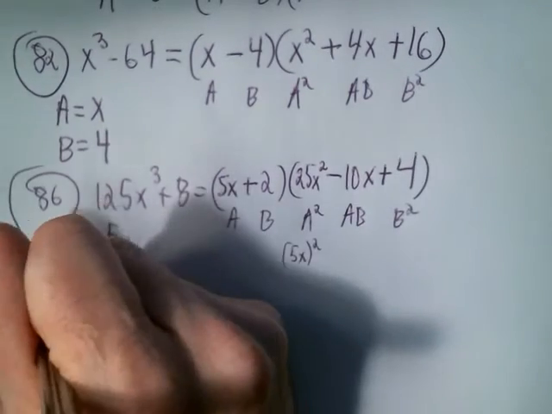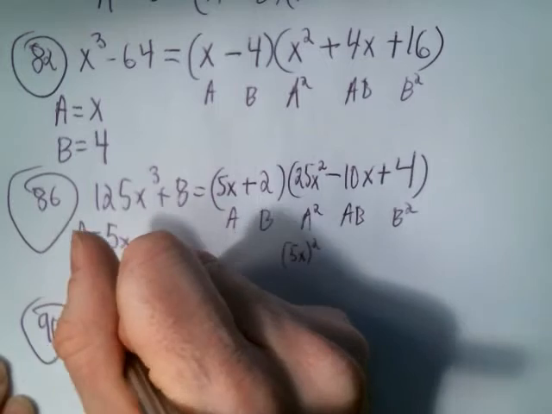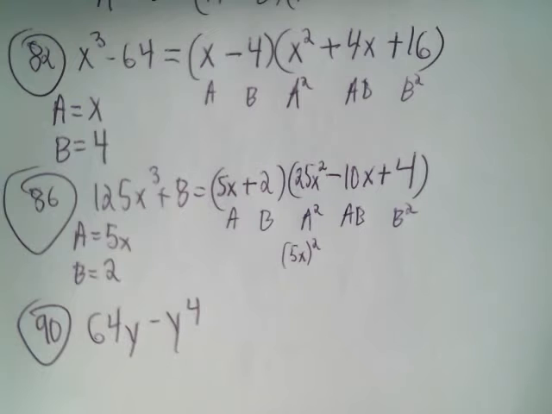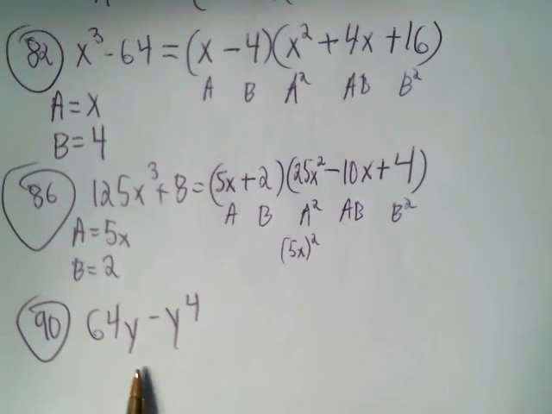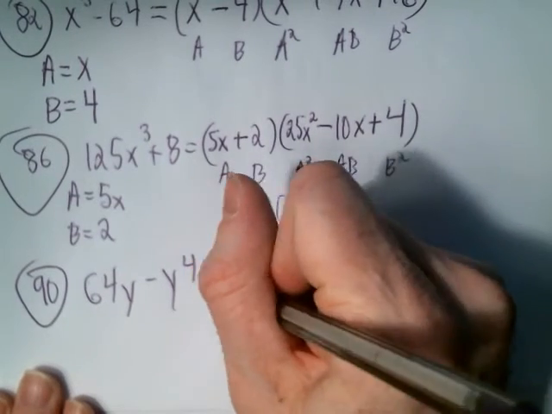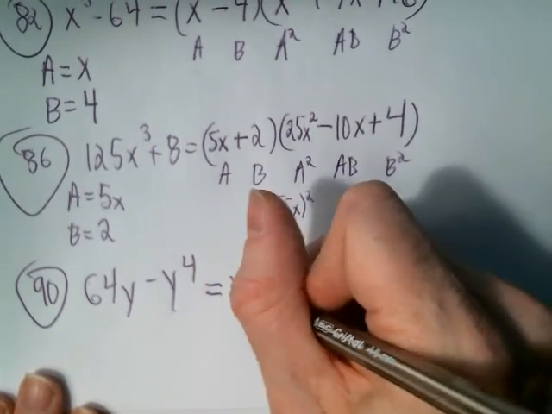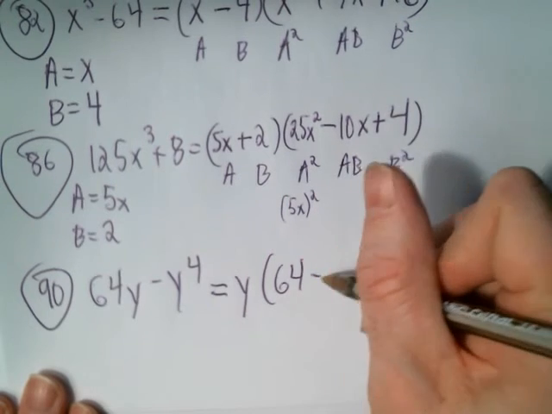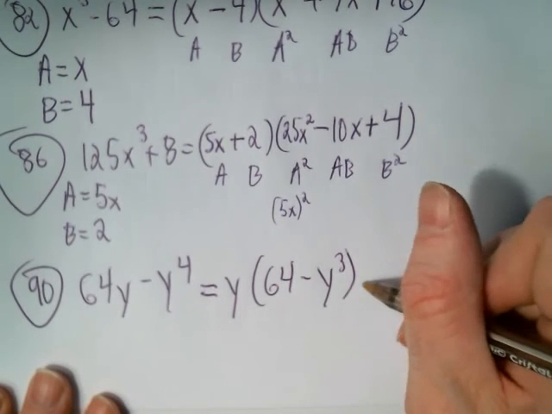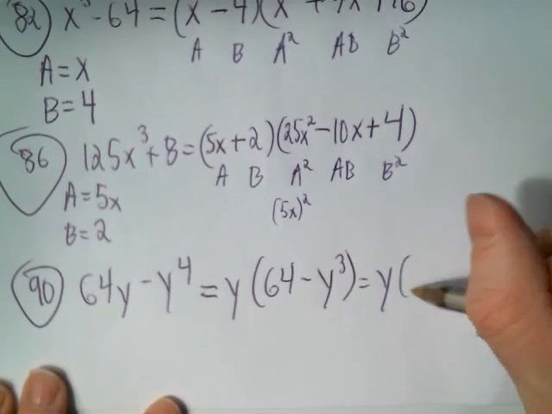Okay, one more. So here's 90. I have 64y minus y to the 4th. Okay, so for this one to work, you notice it doesn't have a cube in here. You have to factor out the GCF first. So it's always a thing, you're always looking for GCFs, and here y can be factored out of both. And it's a difference of cubes. So I'm going to set up my parentheses.